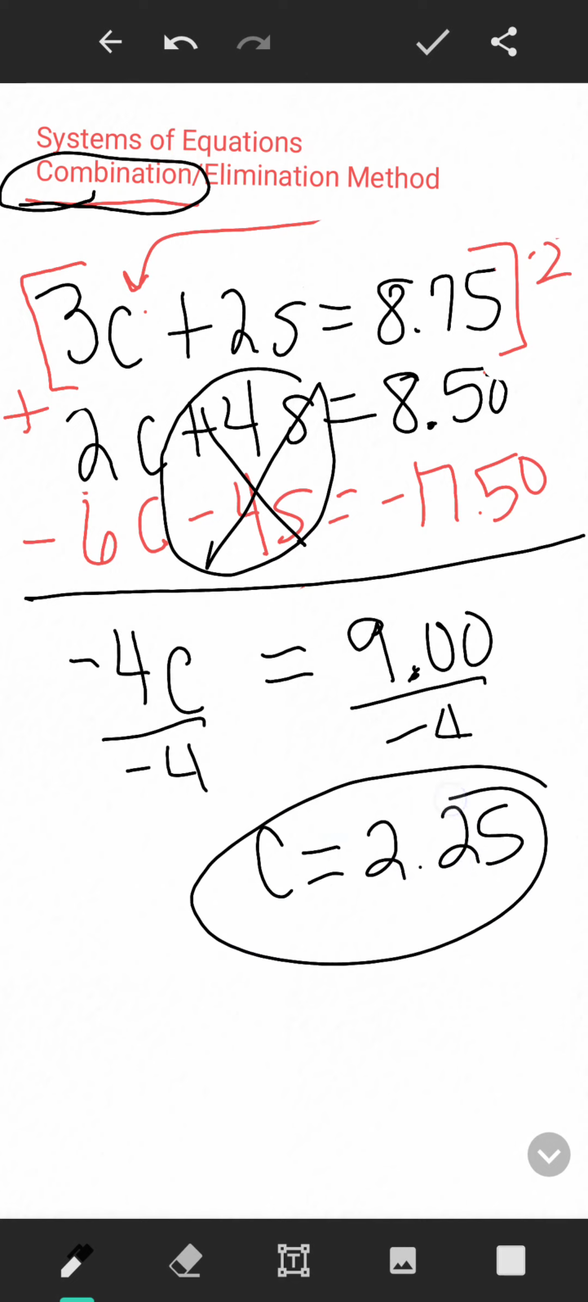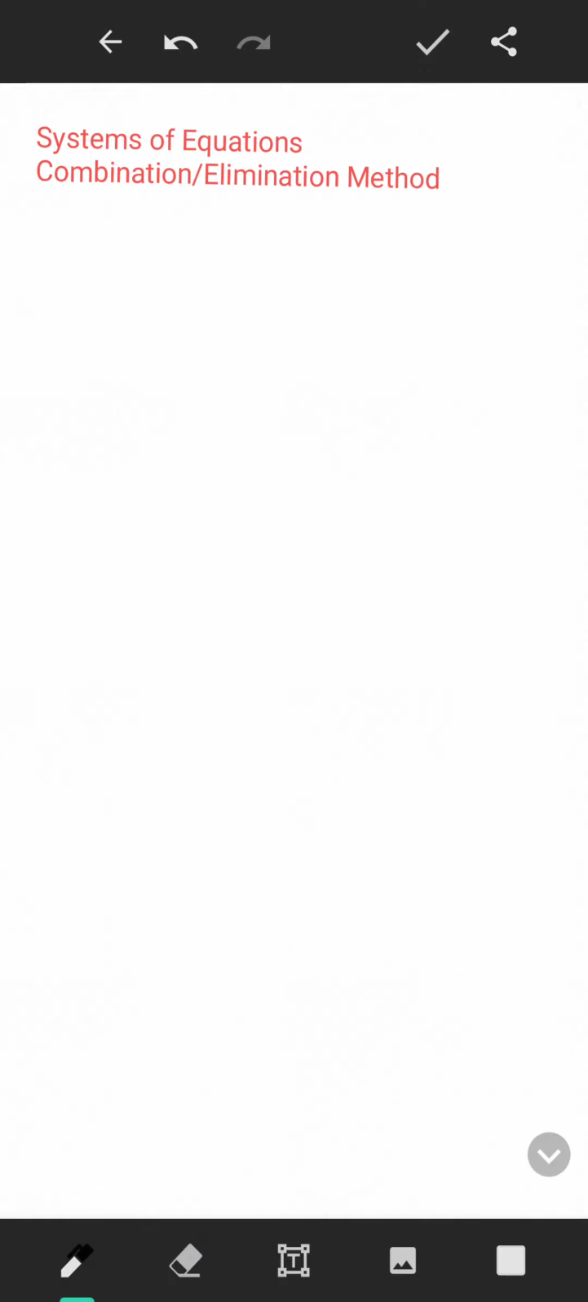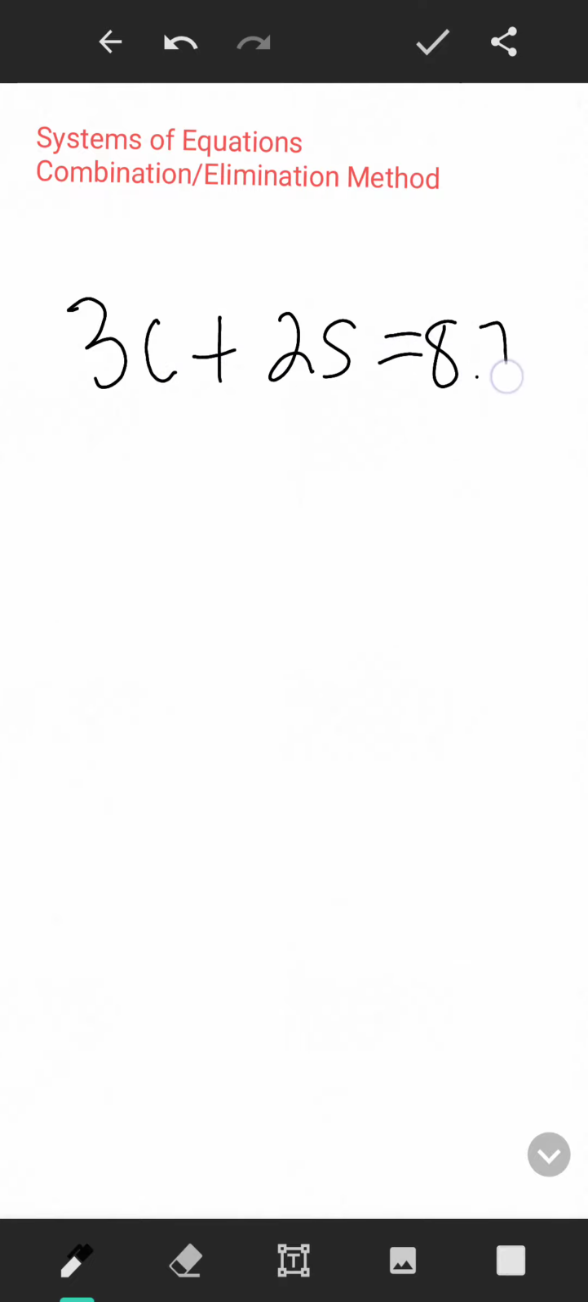Now I'll take this and substitute it back into one of those equations because that'll help me get the answer I need for S. As long as you have one of the numbers figured out, you'll be able to determine what the other one is. So I'll just put it back in this one. I had 3C plus 2S is equal to 875.